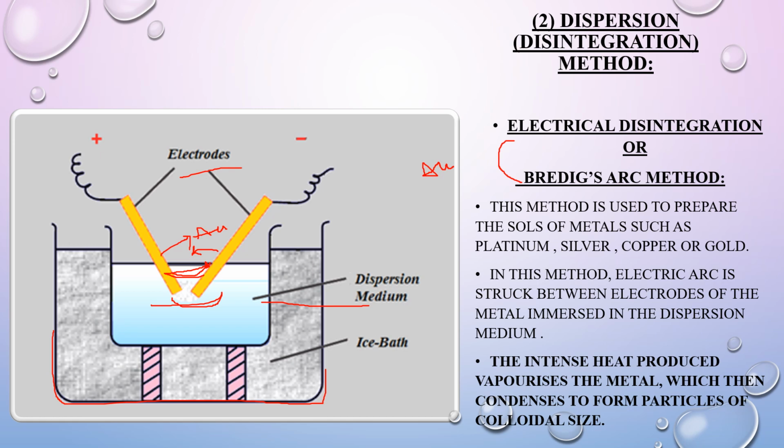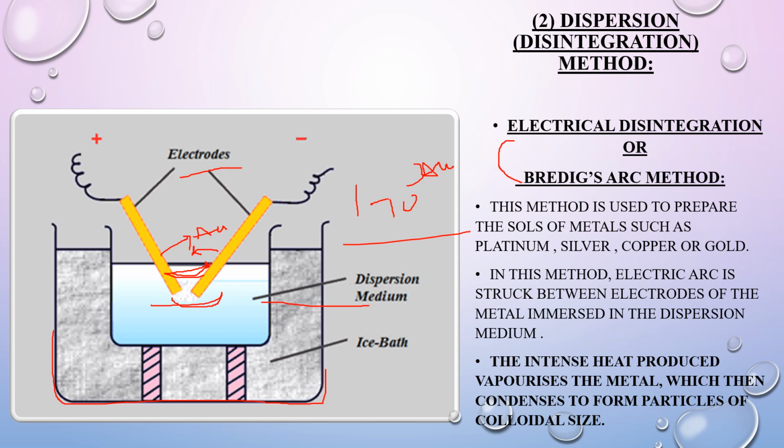And in Bredig's arc method, two problems are there. One is that evaporation of gold can take place, and the other problem is that when molecules of gold come together, they will form a bigger molecule of gold and get suspended in the solution. But we know that we have to prepare a colloidal sol, and the size of a colloidal sol is between 1 to 1000 nanometer. As two gold molecules come together they can form a bigger molecule which will be more than 1000 nanometer.